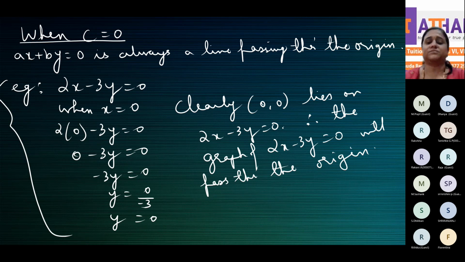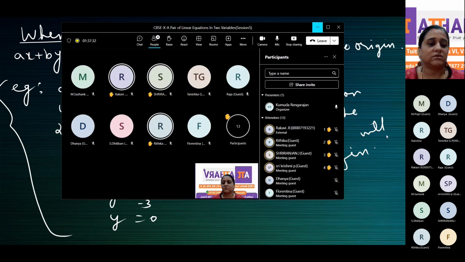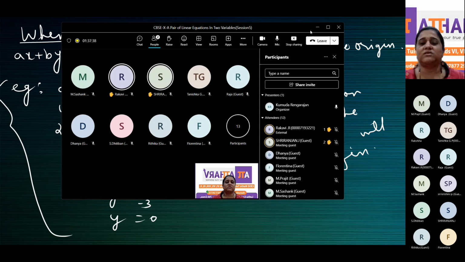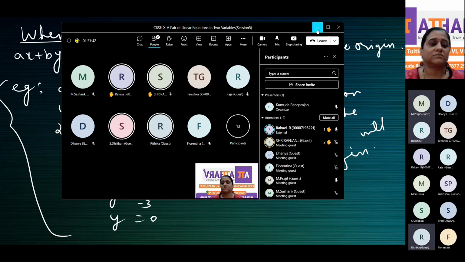Am I clear, children? Yes, ma'am. Only one person is responding. Where are the others? I think it's only Danya who's acknowledging always. Do we understand, children? Yes, ma'am.